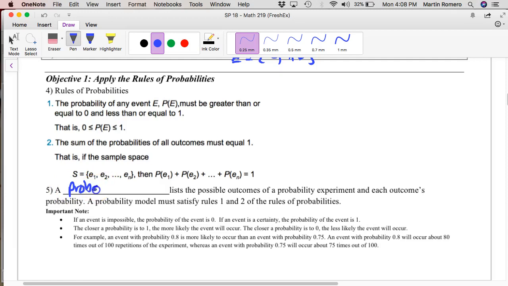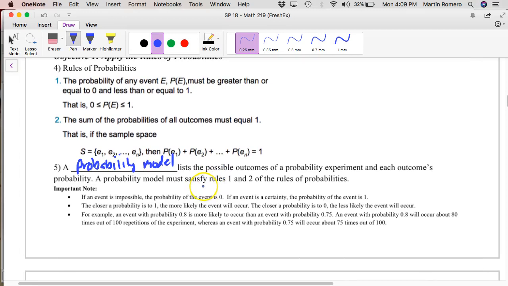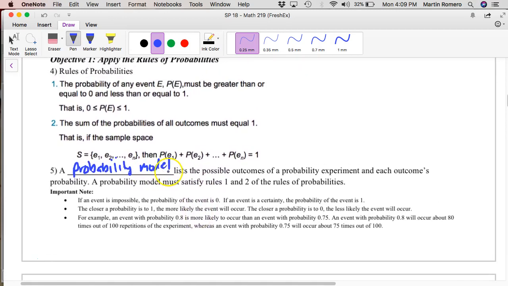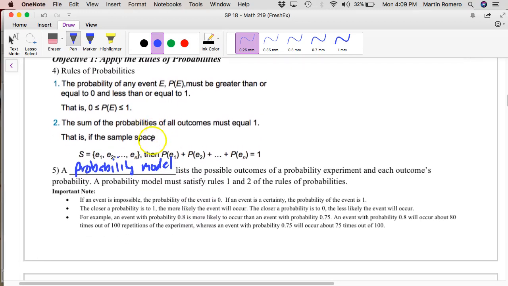And then formally, we call this a probability model. A probability model lists all the possible outcomes of a probability experiment and each outcome's probability. It's just organizing them. And a probability model follows these rules.